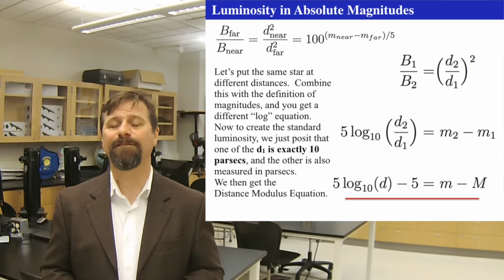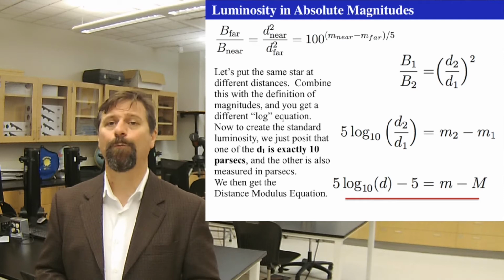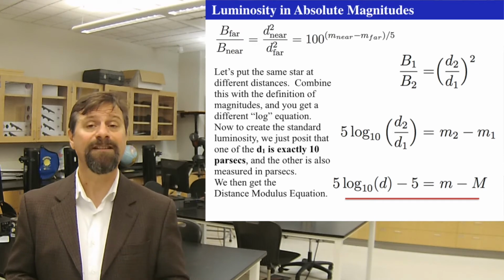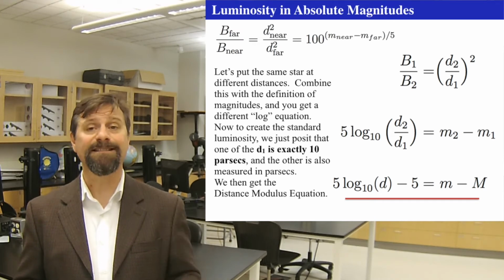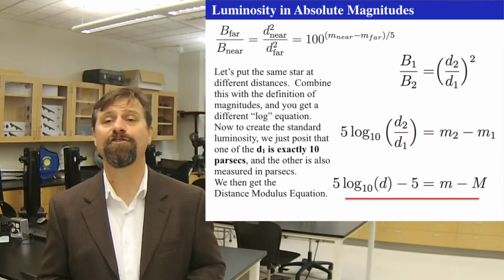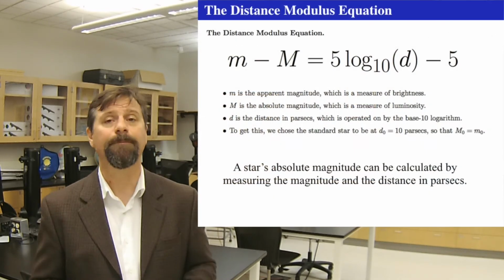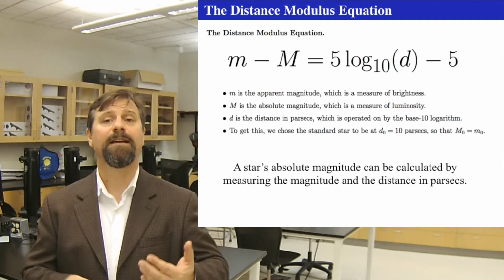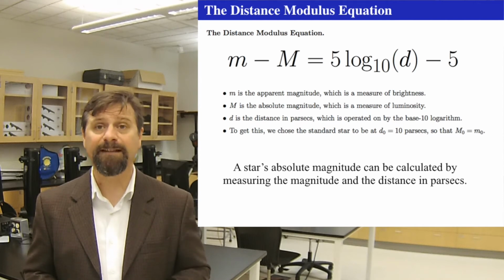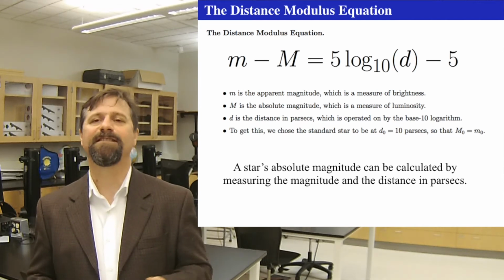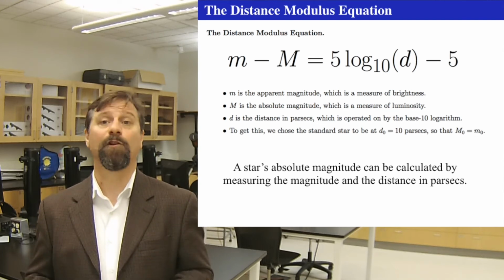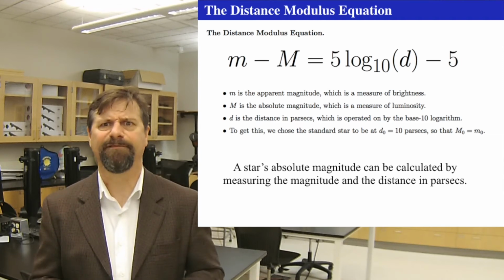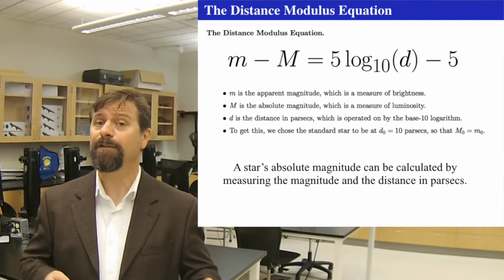So instead of looking at two magnitudes, we say one of them is the absolute magnitude, which is the magnitude if the star were magically placed at 10 parsecs away. Then we end up with what's called the distance modulus equation, which says that the apparent magnitude minus the absolute magnitude is equal to 5 times the base 10 logarithm of the distance, minus 5. All right? Because remember, magnitudes have no units. They're really strange.